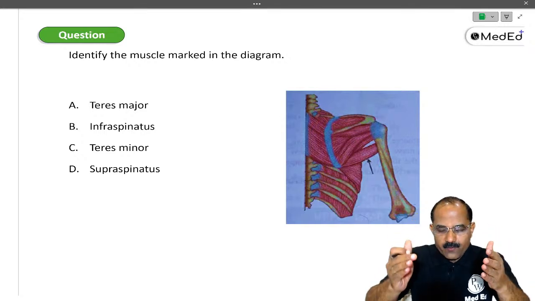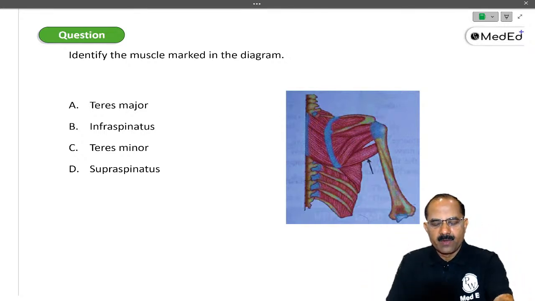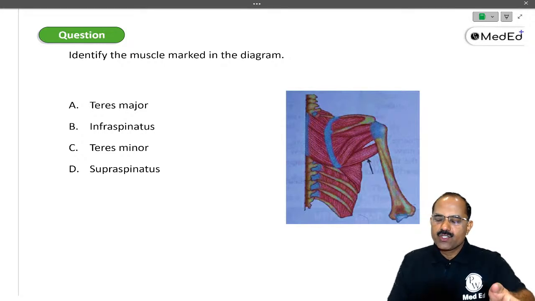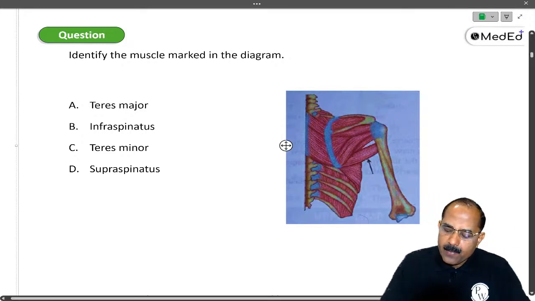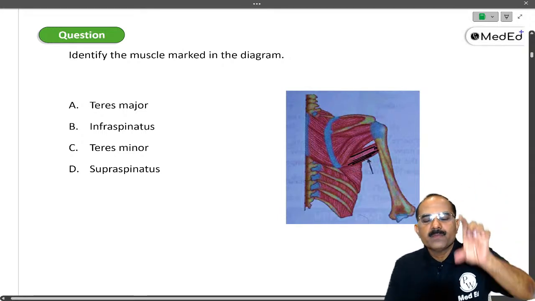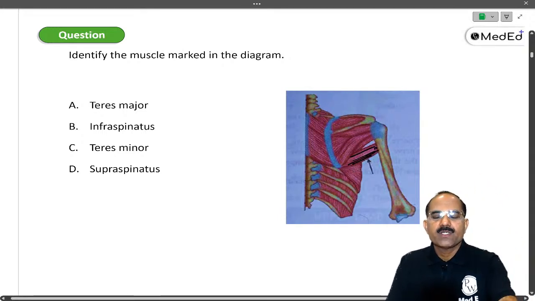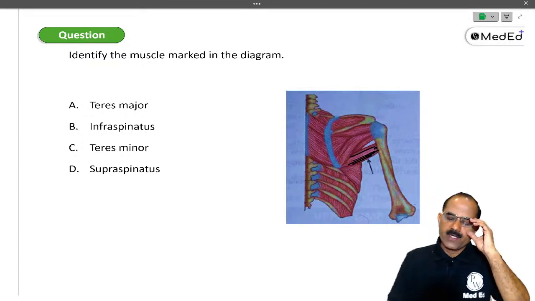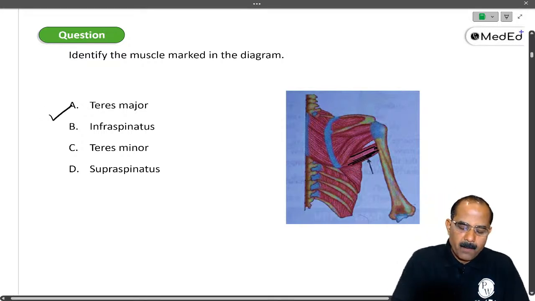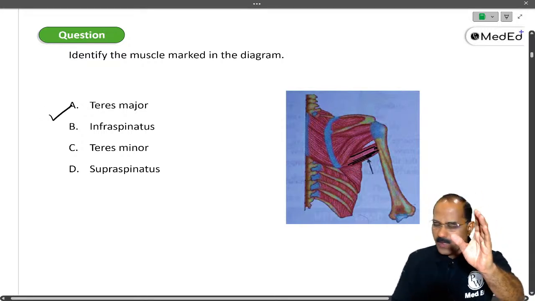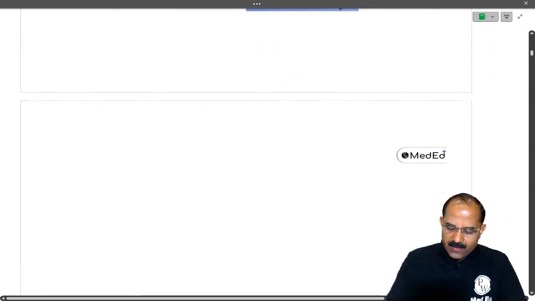This muscle arises from the scapula. It begins from the scapula, right? It begins from the scapula and is attached to the humerus. It arises from the scapula, goes in front and gets attached to the medial lip of bicipital groove. Very good. So this is teres major. Excellent. You all are answering very well.